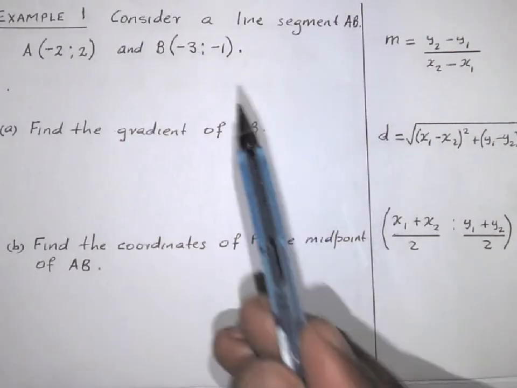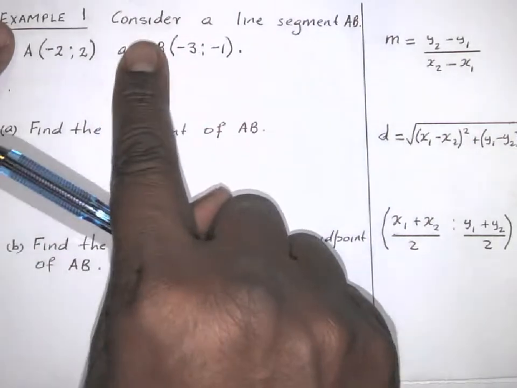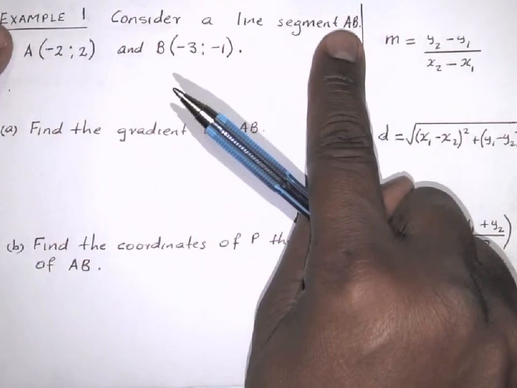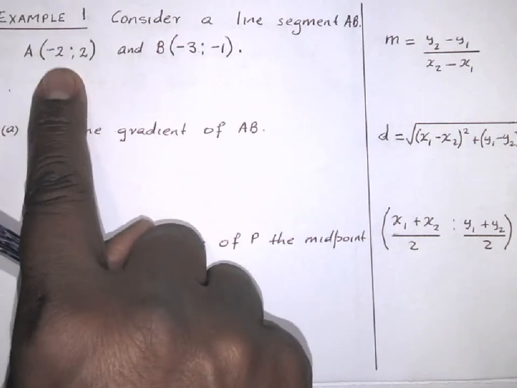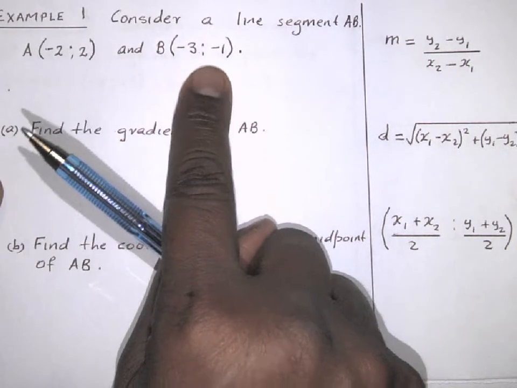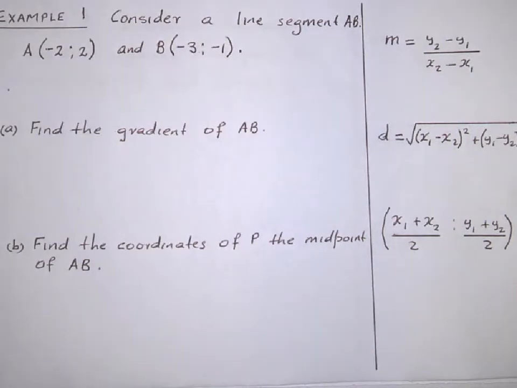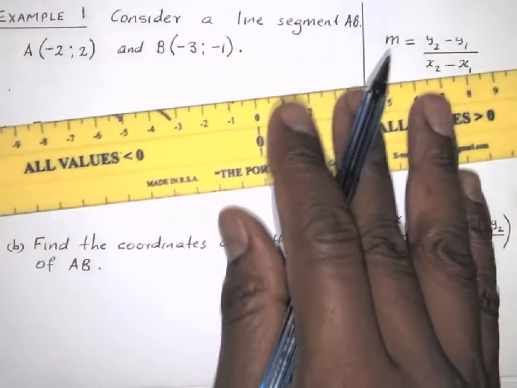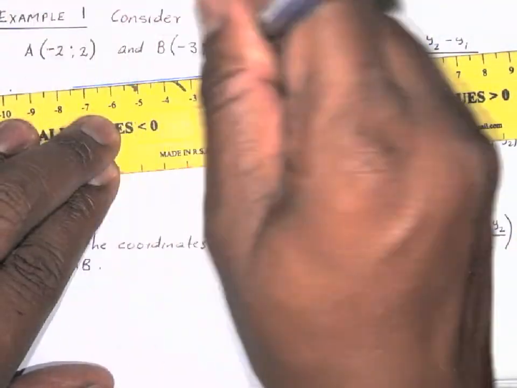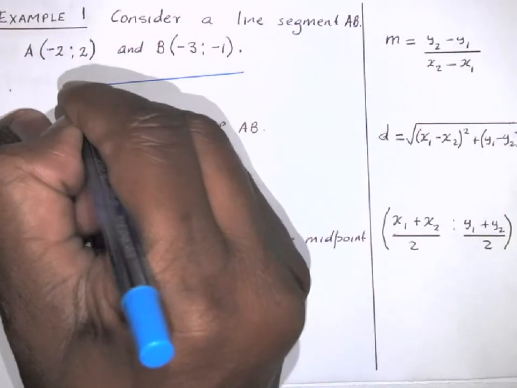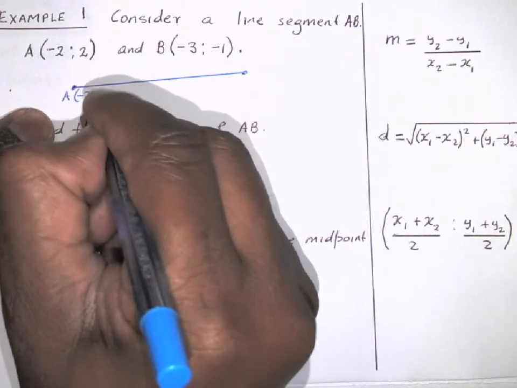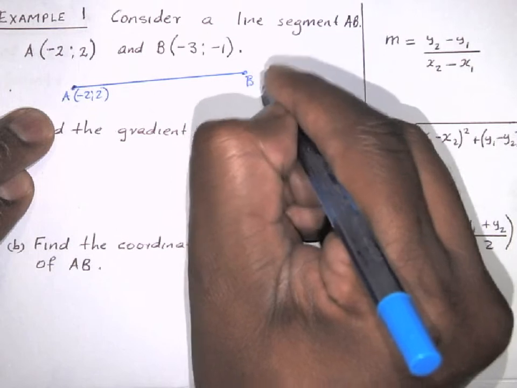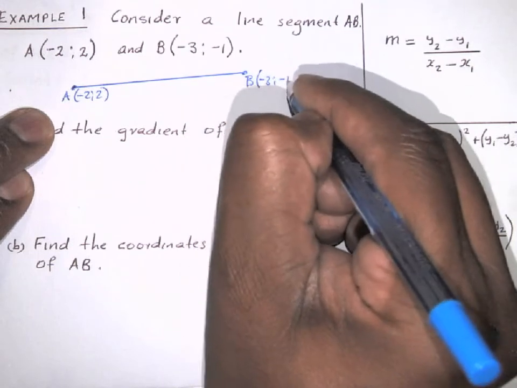Let's say we're given this problem here. They say consider the line segment AB with A, which is (-2; 2), and B, which is (-3; -1). To make things easier, try and redraw the diagram of what they're talking about. So you've got the points here and the line segment. There is A, there is B. A is (-2; 2), and B is (-3; -1).